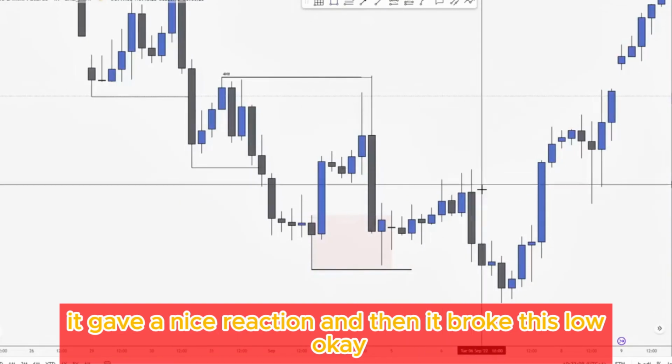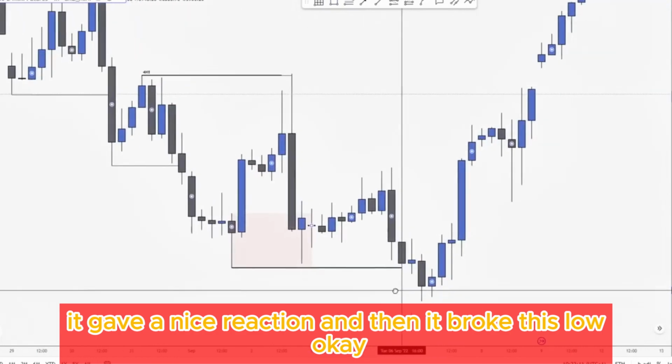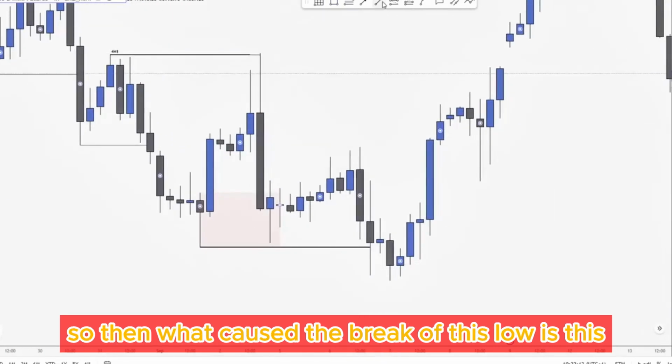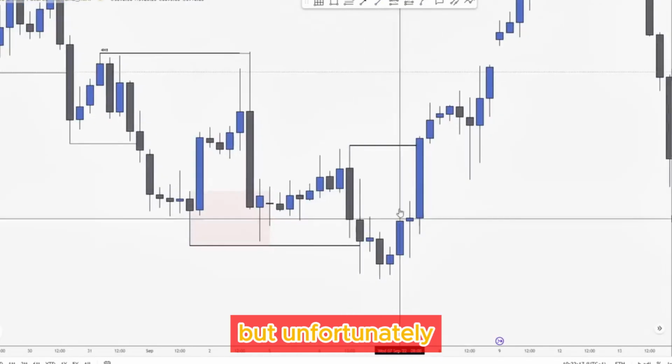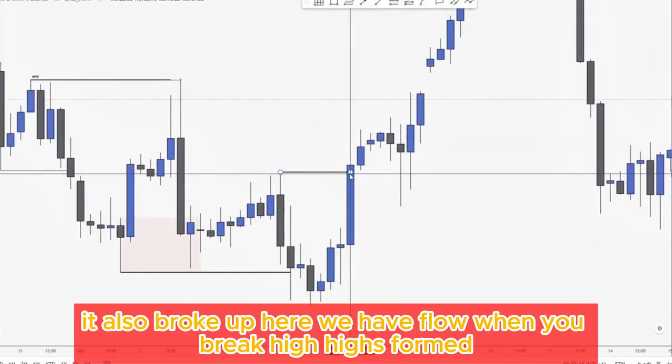It gave a nice reaction and then it broke this low. Okay, so then what caused the break of this low? It's this. This is what's supposed to be strong. Okay, but unfortunately, it also broke up. Here we have a quality break.